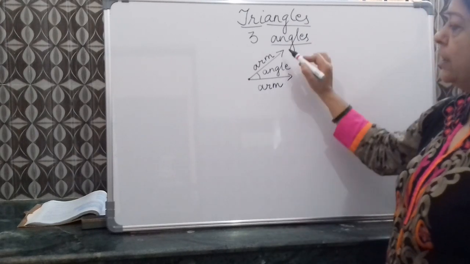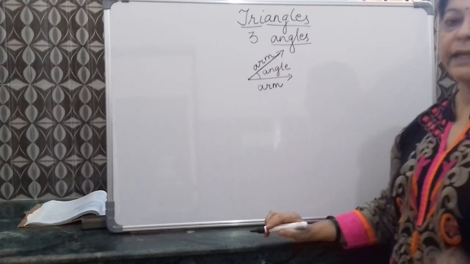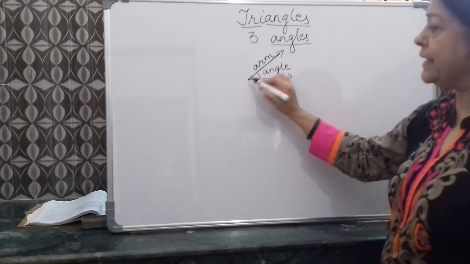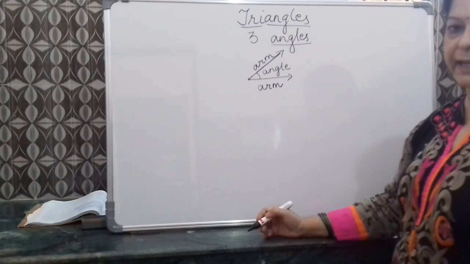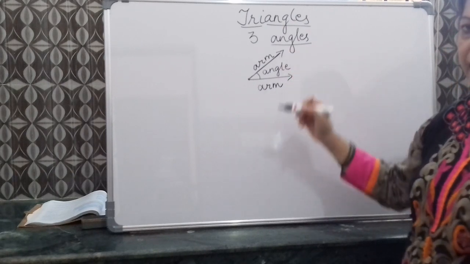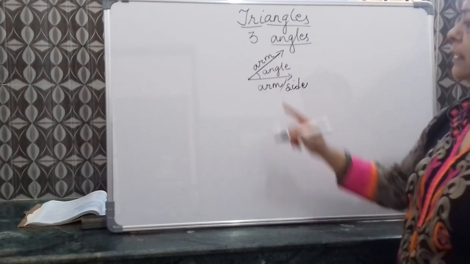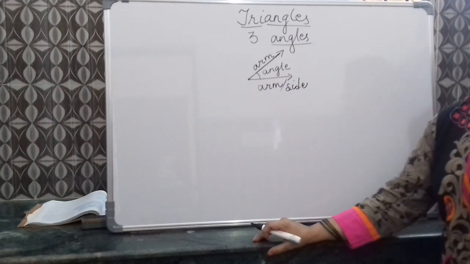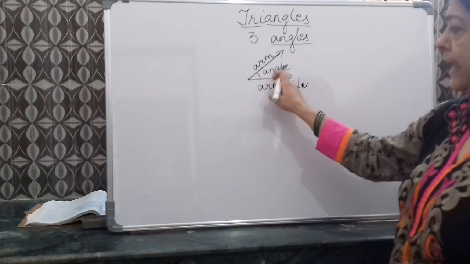So a combination, intersection or meeting point of two rays together makes up an angle, and both the sides of that angle are known as arms or sides. The angle is measured in terms of degrees. It's a degree measurement in an angle.